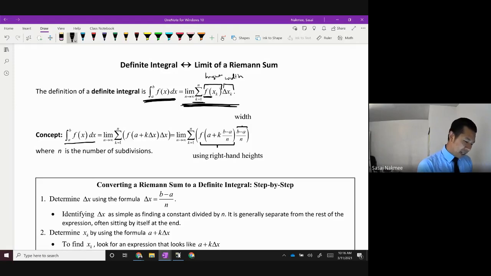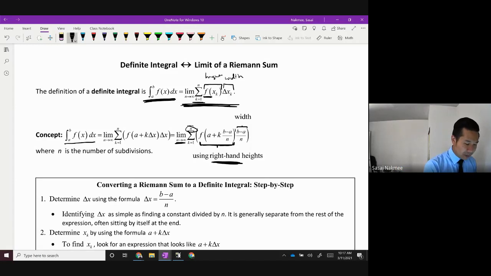And this right here, I'm going to break it down for you. This right here is using the right-handed height. So it's RRAM, right? It's the right rectangular approximation method, but we're doing it for infinitely many rectangles. You see that? The limit as n goes to infinity, the number of rectangles is going to go from 1 all the way to infinity.